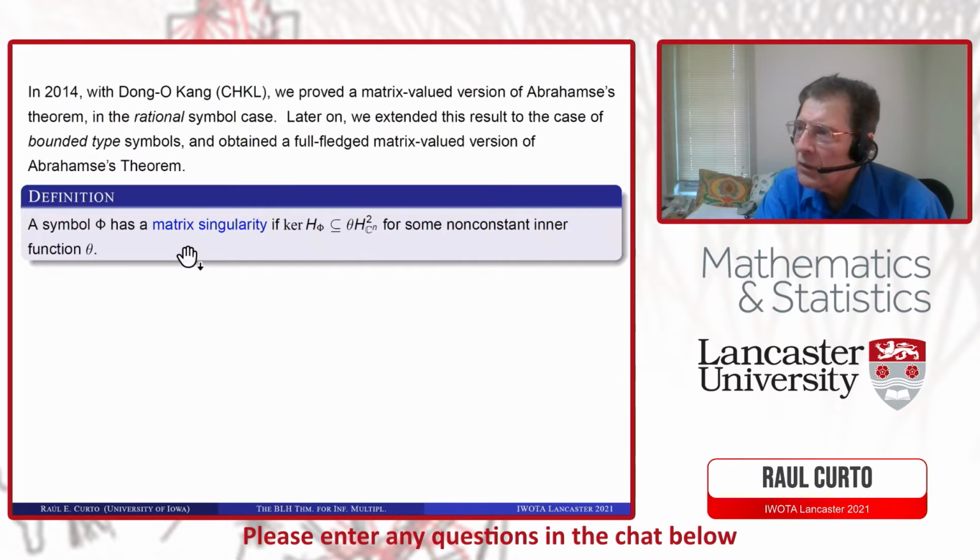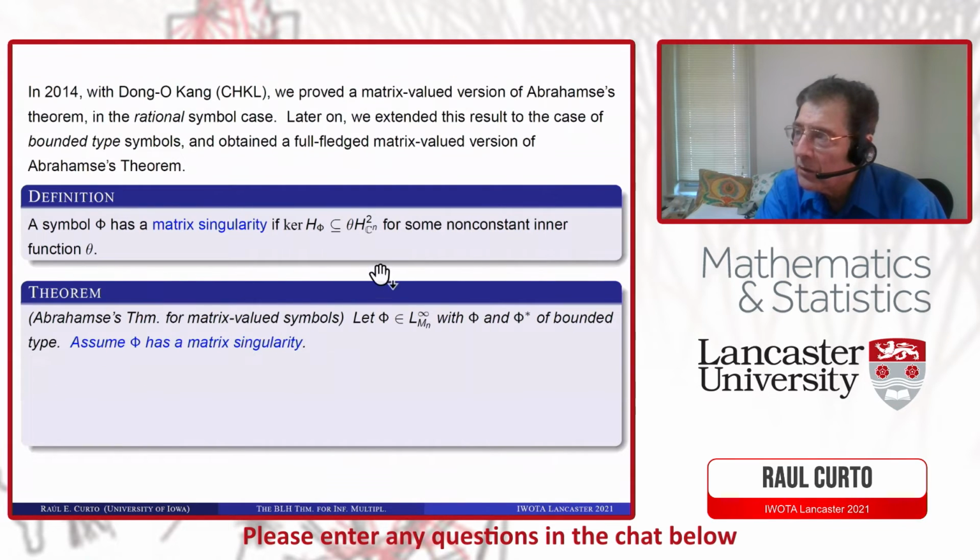As a definition, we say that a symbol has a matrix singularity when this inclusion is true, right? For some non-constant inner function. That inclusion is not necessarily true, but it's a natural assumption if you want to prove something like an extension of Abraham's theorem for matrix-valued symbols.